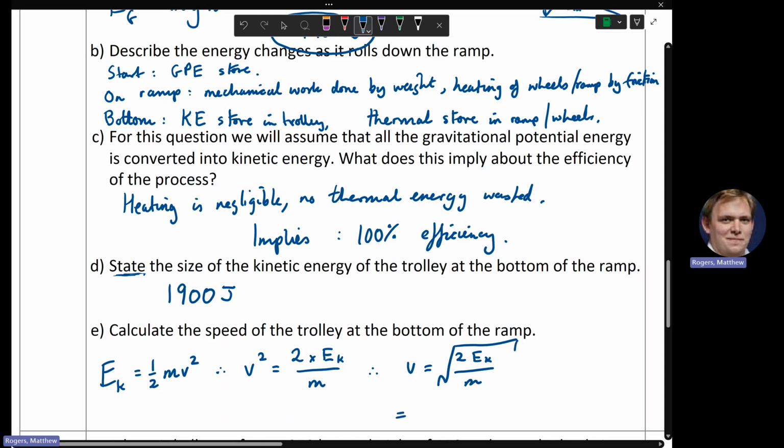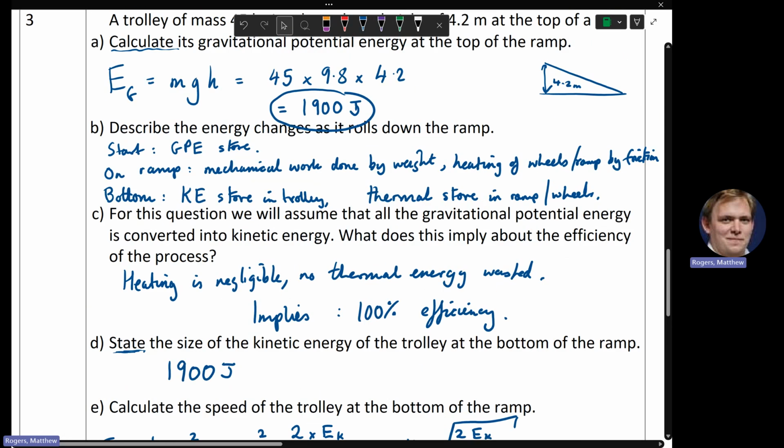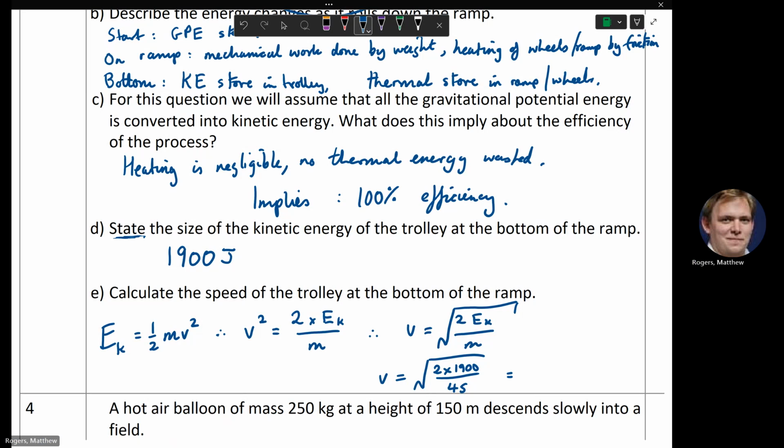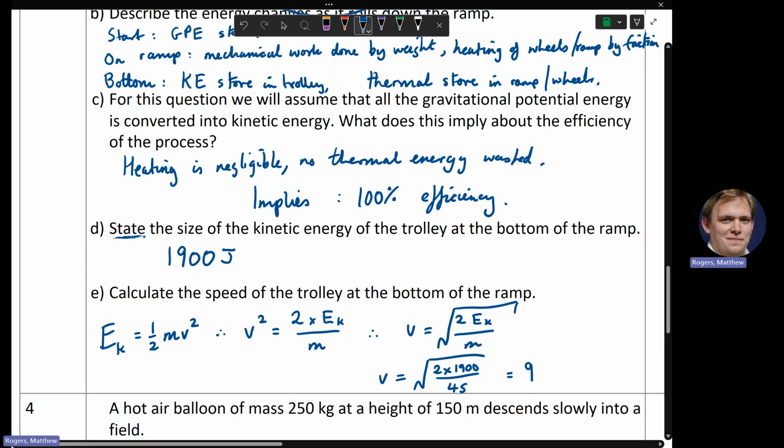So in this case, that is equal to the square root of 2 times 1,900 divided by the mass of the trolley, which is 45. Don't forget to do the square root again. Use the fraction rather than the divide on your calculator as well. You're less likely to make a mistake. This gives us a speed of 9.189, so 9.2 meters per second.